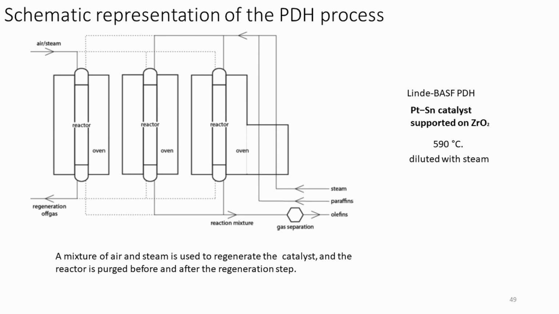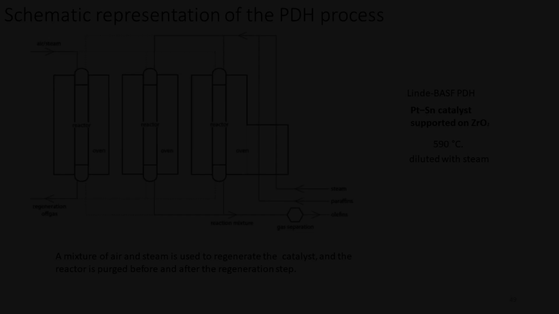similarity with the STAR process, as the reaction feed is diluted with steam and an externally heated fixed bed reactor is used. Three of those reactors operate in parallel, with two in dehydrogenation and one in regeneration mode, ensuring a continuous flow of reaction products. A mixture of air and steam is used to regenerate the catalyst, and the reactor is purged before and after the regeneration step.